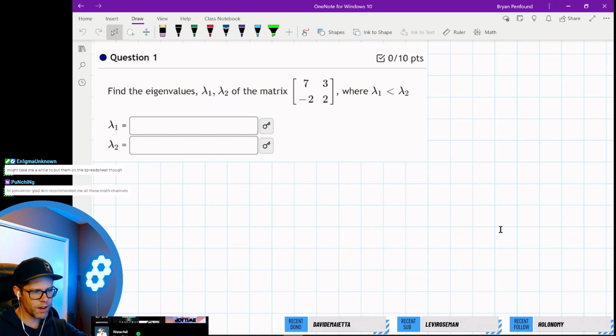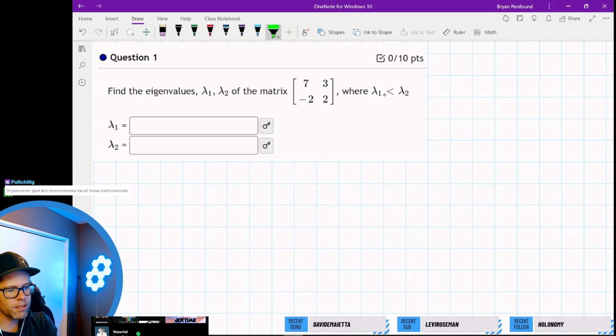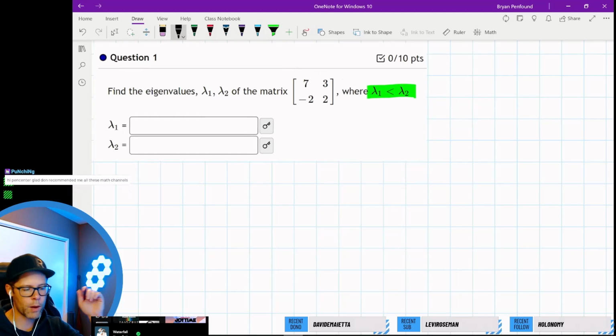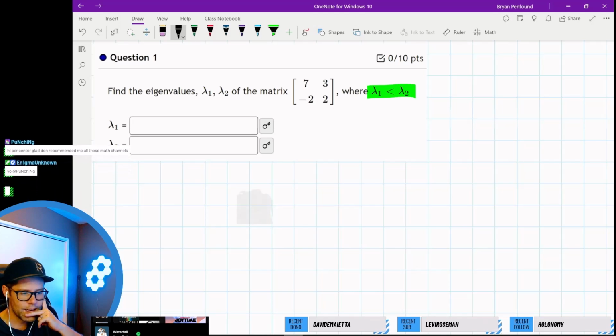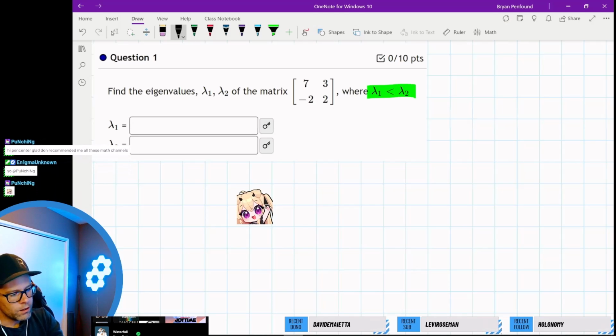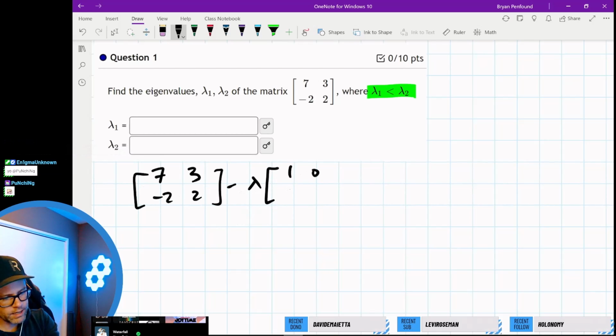So what we need to do is find the eigenvalues of the matrix, and specifically they're asking us to write the eigenvalues in a particular way. We're going to put the smaller one as lambda 1 and the larger one as lambda 2. So we want to take our matrix 7, 3, negative 2, and 2, and subtract lambda times the identity matrix.